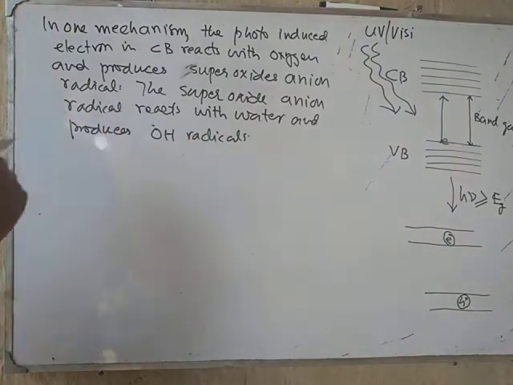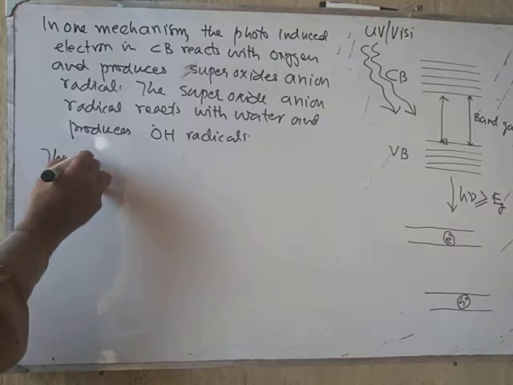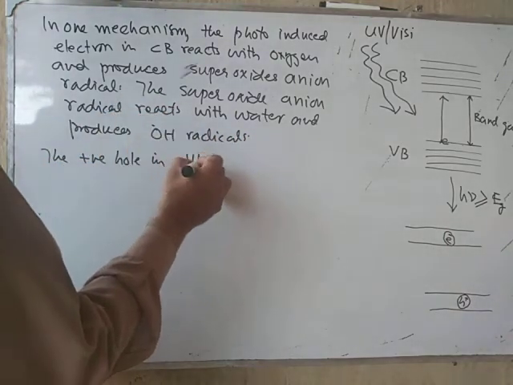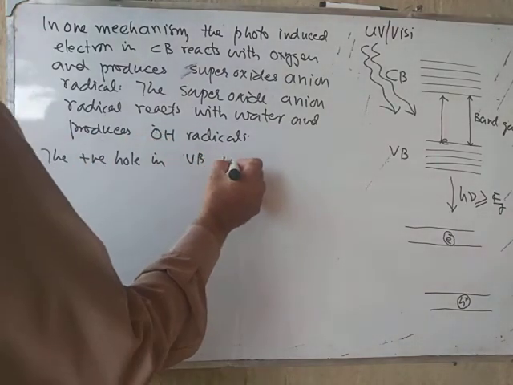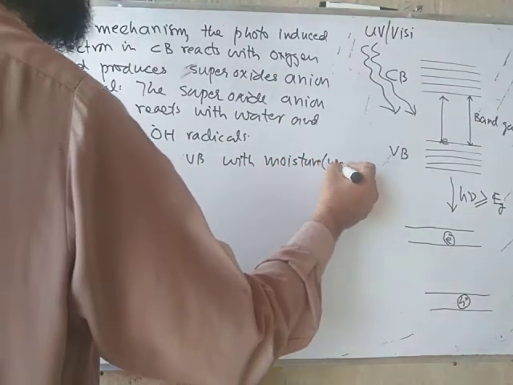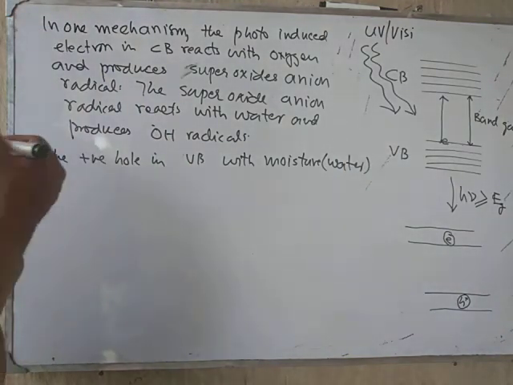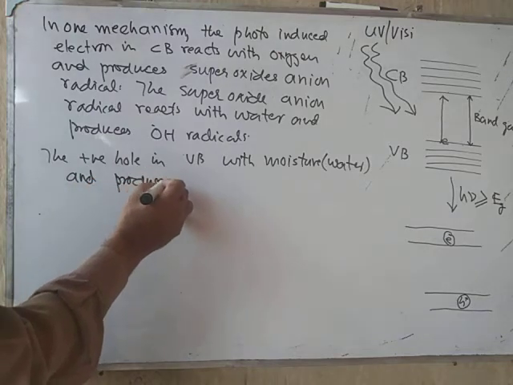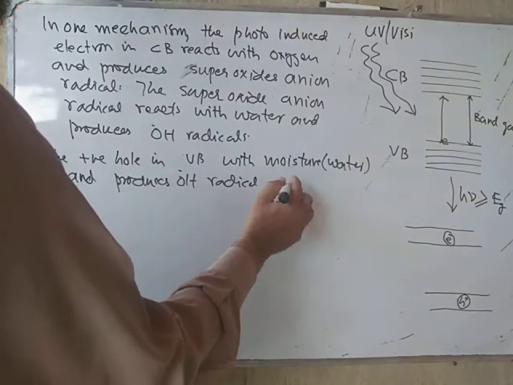इसी तरह जो पॉजिटिव होल है, the positive hole in valence band, it reacts with moisture, that is water, and ultimately produces OH radicals through a series of reactions.